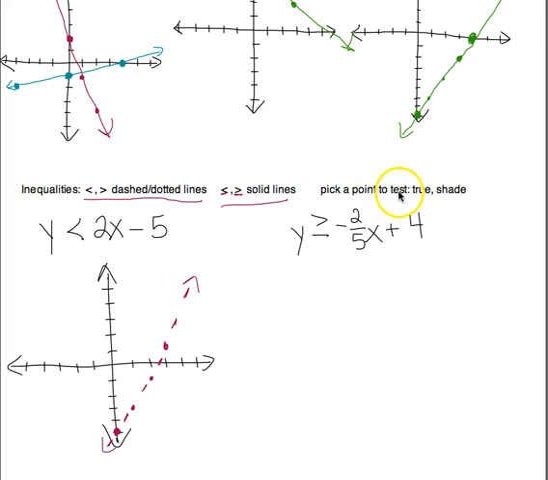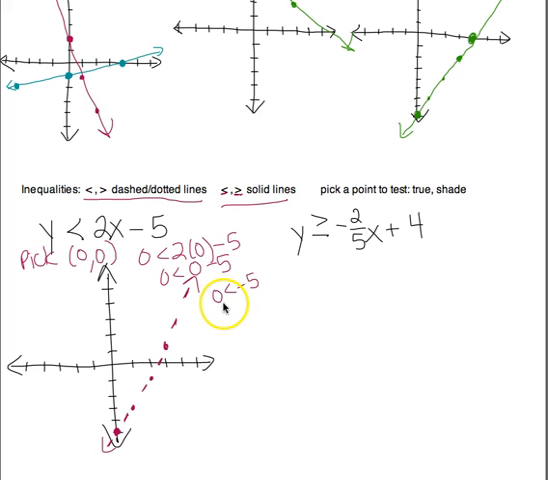Then we pick a point to test so that we know which way to shade. Now it is in general true that less than shades below and greater than shades above, but sometimes that's hard when you have like really steep slopes to tell. Picking a point always works. I always try to pick 0, 0 if I can, as long as it's not on the line. You can't pick anything on the line. So if I pick 0, 0 and I plug it in, 0 less than 2 times 0 minus 5, 0 less than 0 minus 5, 0 less than -5.